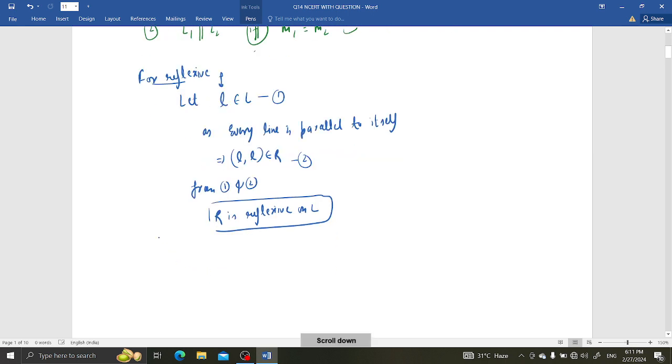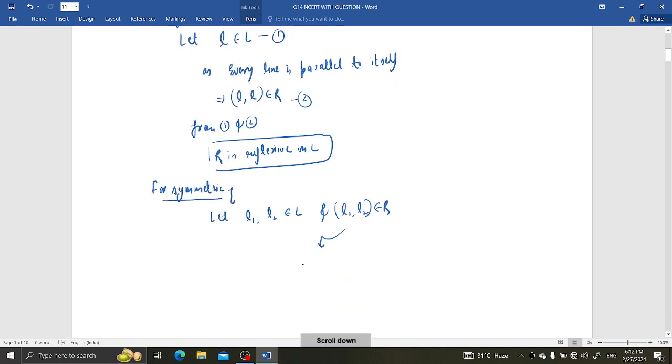Okay. Now for symmetric, let L1 comma L2 belong to L, and also one thing we need to assume: the ordered pair L1 comma L2 belongs to relation R. If L1 comma L2 belongs to R, what does it imply? L1 is parallel to L2. So also L2 is parallel to L1. Okay.